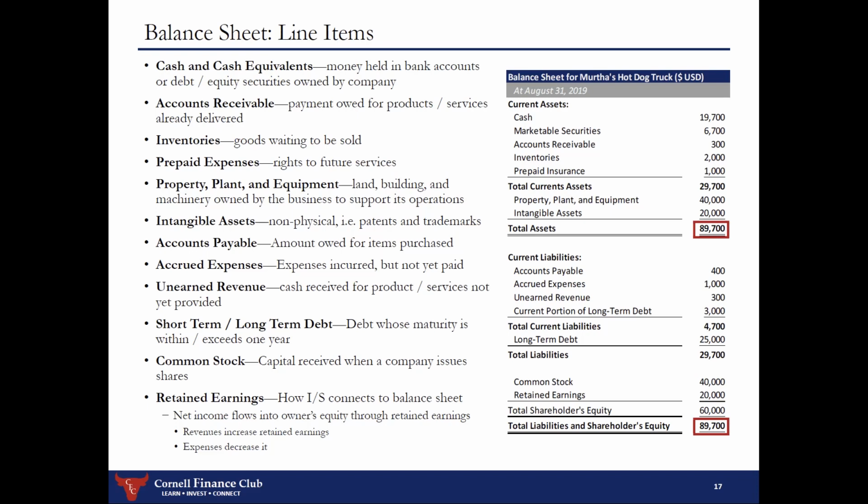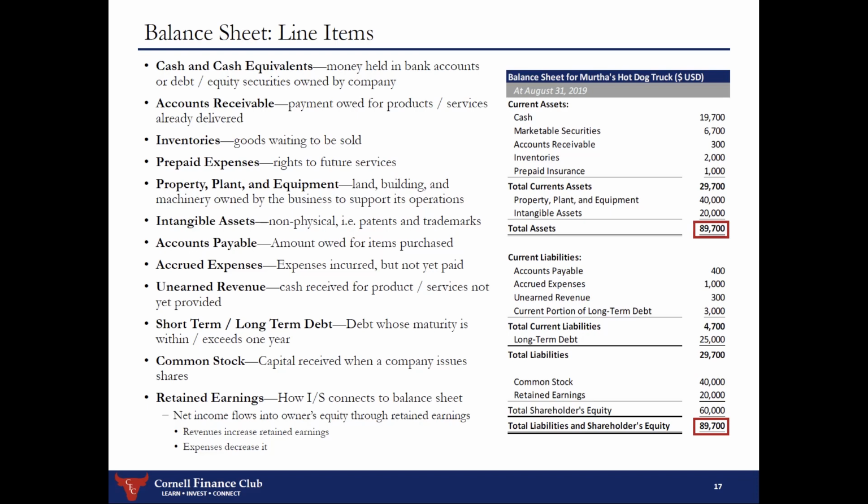Next, you have inventory, so this is goods waiting to be sold. And next, prepaid expenses. So that's rights to future services. For example, if Phil Murtha buys $50,000 of fire insurance for his truck for the year of like 2020, that means this is an asset because you're owed this insurance service in the future, but you have not used it up yet because, again, you match revenue with expenses. You only recognize this as expense when you operate during the month that the insurance covers.